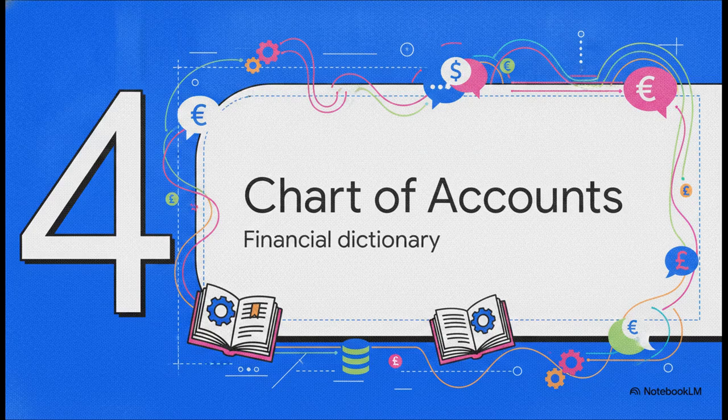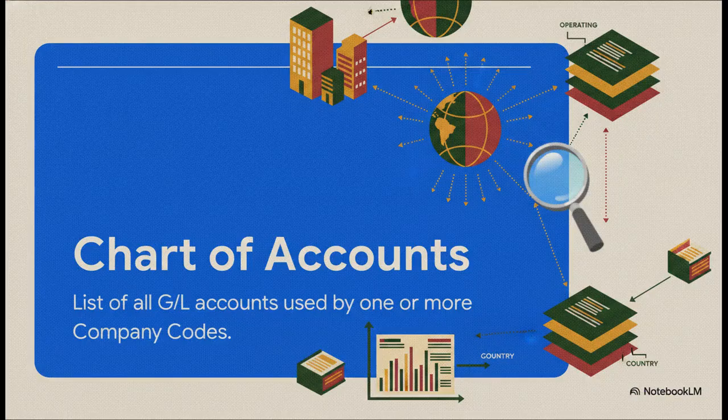It's time to build the financial dictionary. The chart of accounts is simply a list of all the general ledger accounts used by your enterprise. But there are strict rules here. A company code can only ever have one operating chart of accounts assigned to it. However, the reverse is incredibly flexible. That single operating chart can actually be assigned to multiple company codes all across the globe.